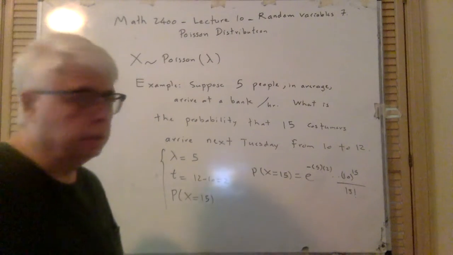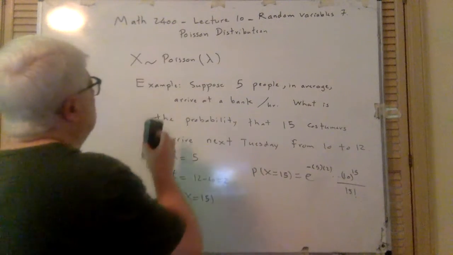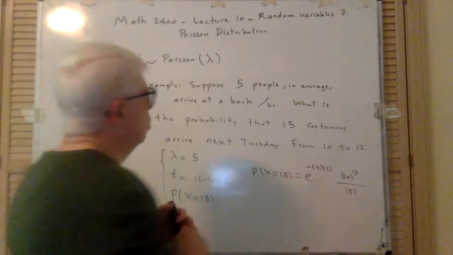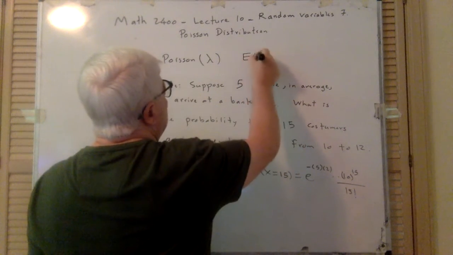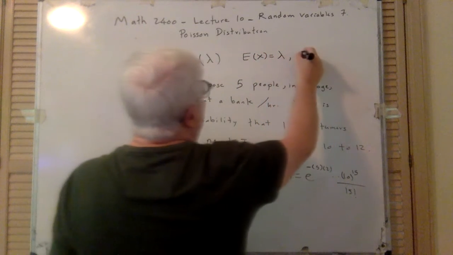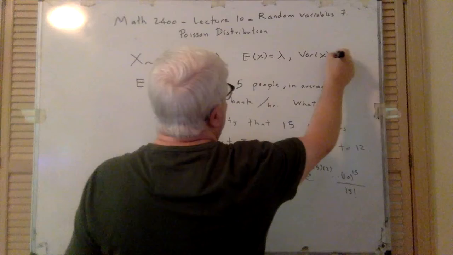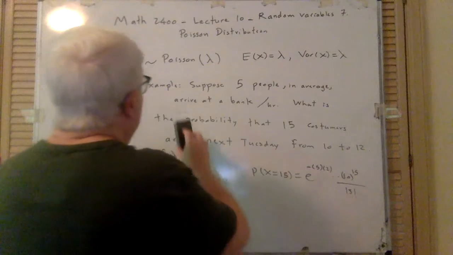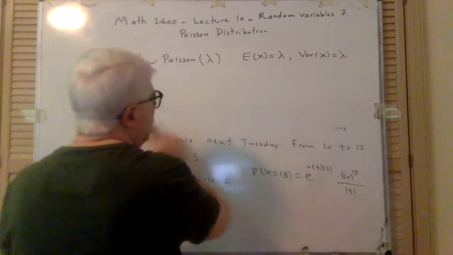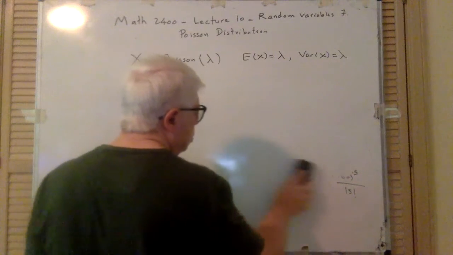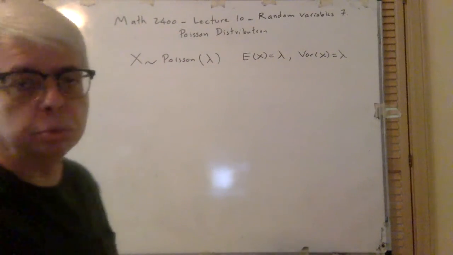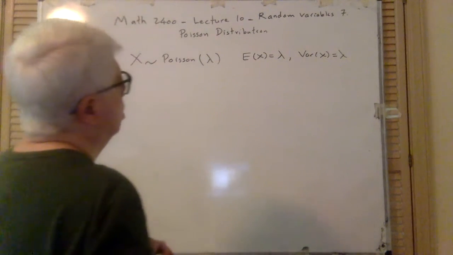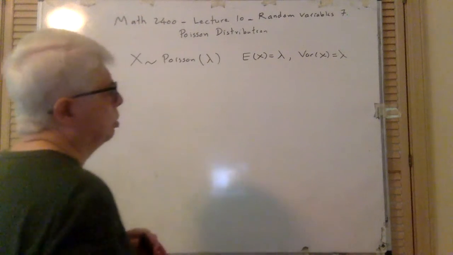Now what is the expected value? If x is Poisson lambda, it's interesting that both the expected value, or mean, is in fact lambda, and the variance of x is also lambda. Both need some calculation, which I'm not going to do, but those are the two things related to the Poisson distribution. That's all for Poisson.